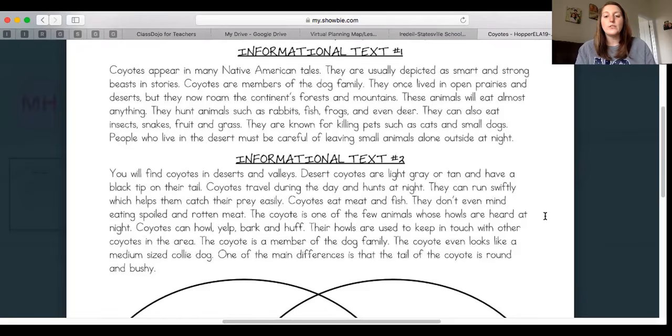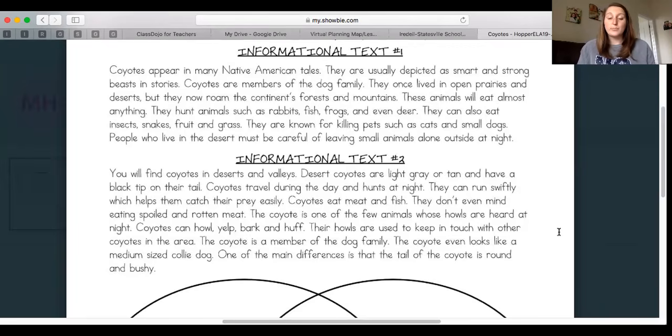The coyote is one of the few animals whose howls are heard at night. Coyotes can howl, yelp, bark, or huff. Their howls are used to keep in touch with other coyotes in the area. The coyote is a member of the dog family. I feel like I heard that before. I'll have to look and see if that is in the first text as well. The coyote even looks like a medium-sized collie dog. One of the main differences is that the tail of the coyote is round and bushy.